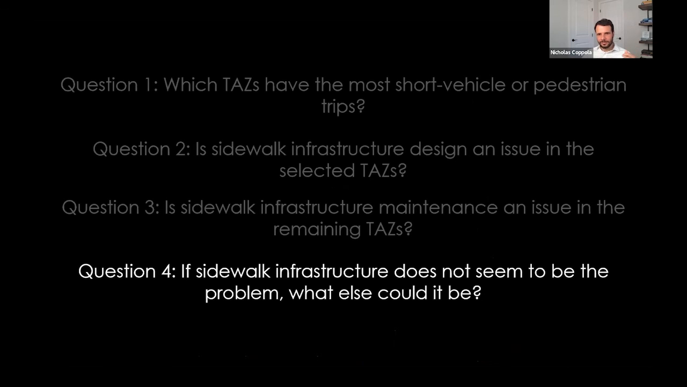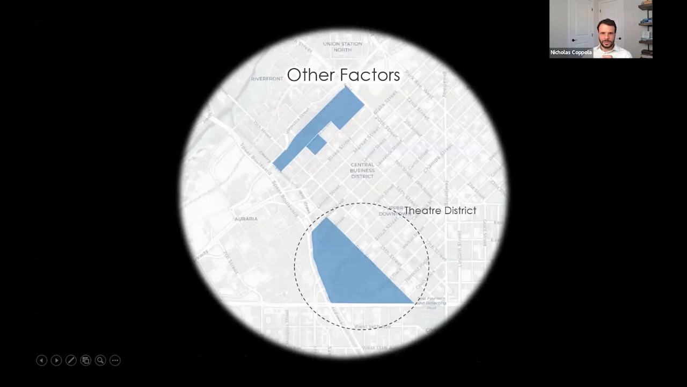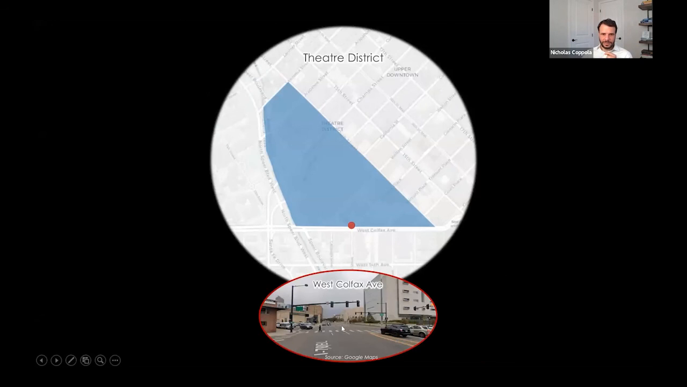So if it wasn't any of the above, what else could it be? So another factor we identified was that it could just be the intersections. So of the 3 remaining TAZs, if you look here, this is an example of what those intersections tend to look like on the boundaries of these TAZs. That could also come into play.